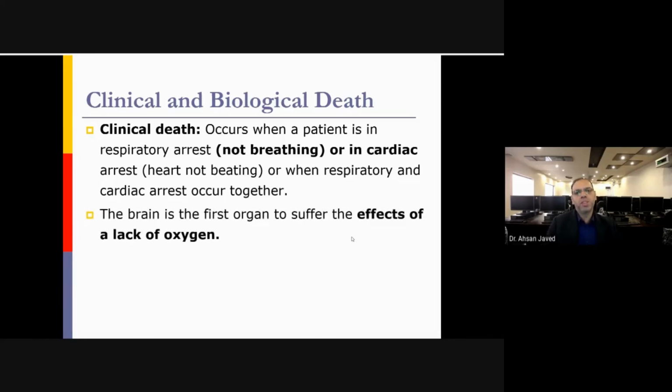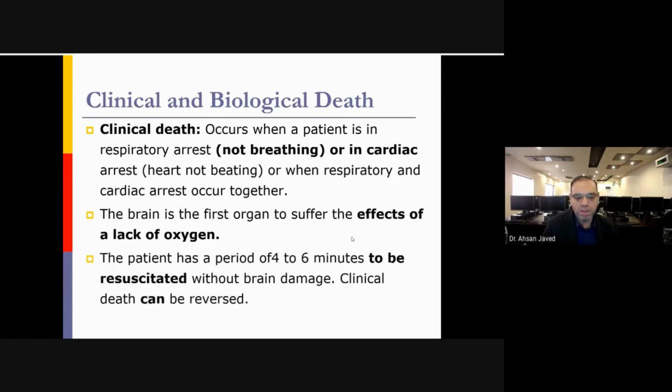The brain is the first organ, as mentioned before, to be affected by lack of oxygen, and the patient has a period of about 4 to 6 minutes to be resuscitated without brain damage. Clinical death can be reversed within 4 to 6 minutes, sometimes extended to 8 minutes. These are labeled the golden minutes in terms of rescue, even in international rescue codes. In these minutes, if the person's respiration can be restarted artificially or manually, or the heart can be compressed manually, circulation will continue, and eventually the clinical death can be reversed.